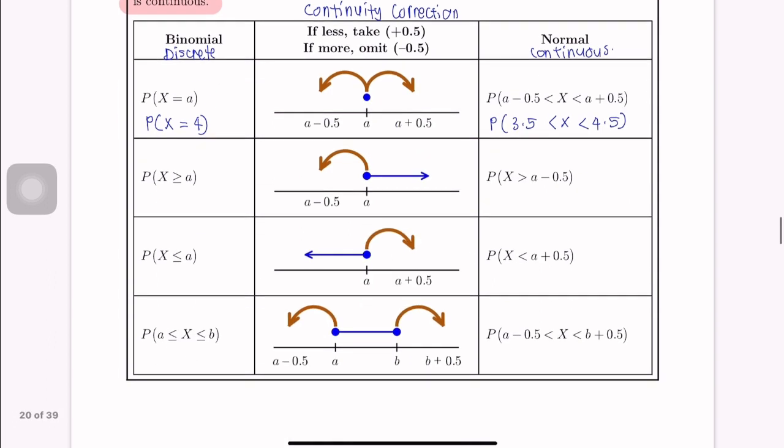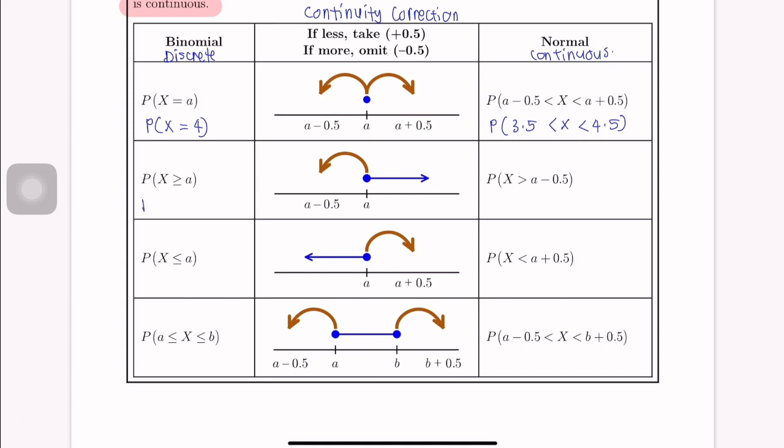For example, if we have probability x greater than or equal to 4, and we want to change to normal, we will take probability x greater than 3.5. As we can see here, this one is 4, and we want greater than or equal to 4. So to do CC, we will take 0.5 outside the blue line. That's why we need to minus 0.5.